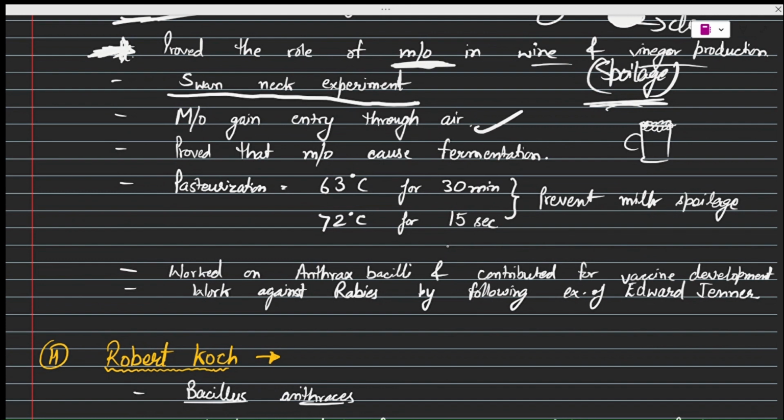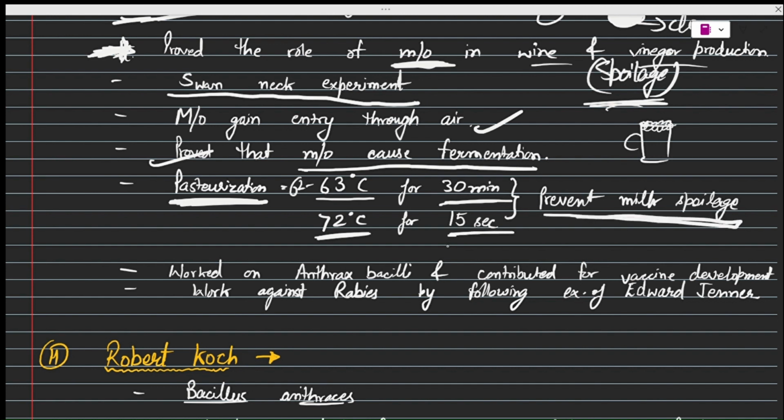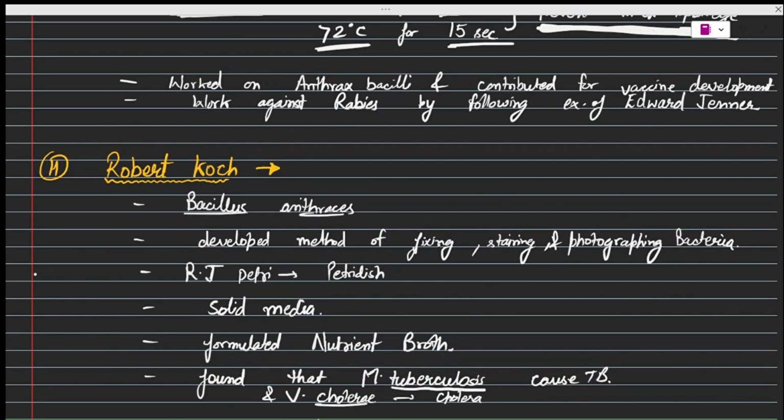Okay, and he proved that microorganisms cause fermentation, which was also his experiment, and then pasteurization, which we are still doing to date, like 62 to 63 degrees Celsius for 30 minutes and 72 degrees Celsius for 15 seconds, can prevent milk spoilage. Okay, and can also kill various microorganisms in milk. Okay, which can cause disease.